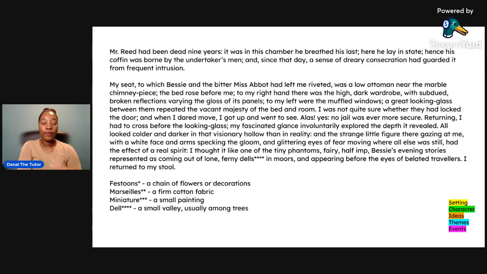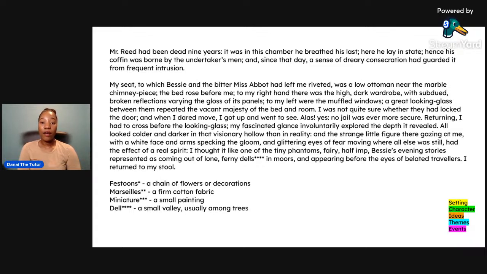Mr. Reed had been dead 9 years. It was in this chamber he breathed his last. Here he lay in state, hence his coffin was borne by the undertaker's men. And since that day, a sense of dreary consecration had guarded it from frequent intrusion.